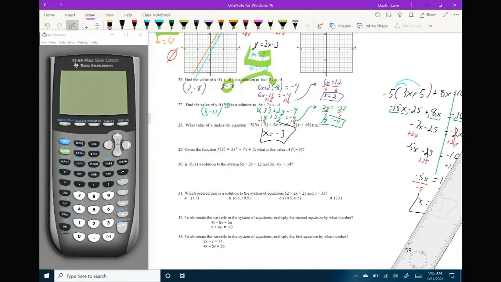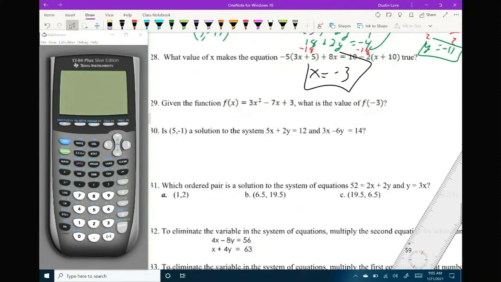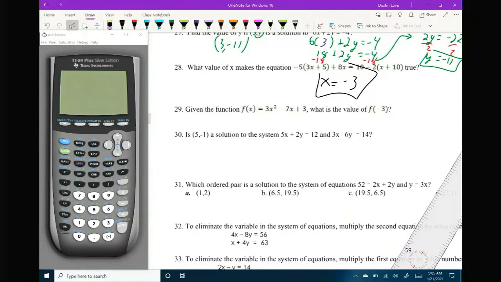Number 29. Find the value of f of -3. Now remember, all that we're doing is replacing every single x with a -3. So f of -3 equals 3x squared minus 7x plus 3. So plug in our -3 for both of those. Okay, that's where we replaced all of our x's.